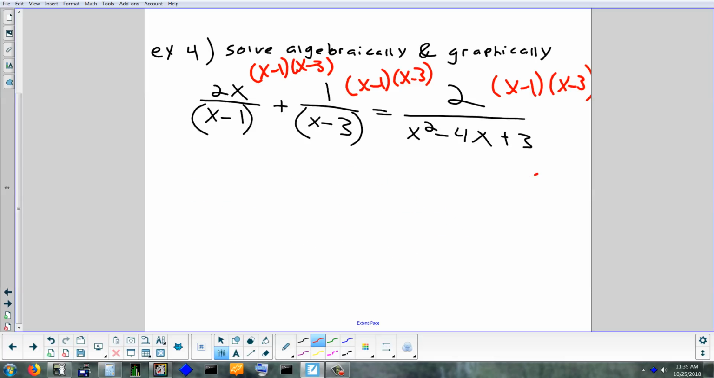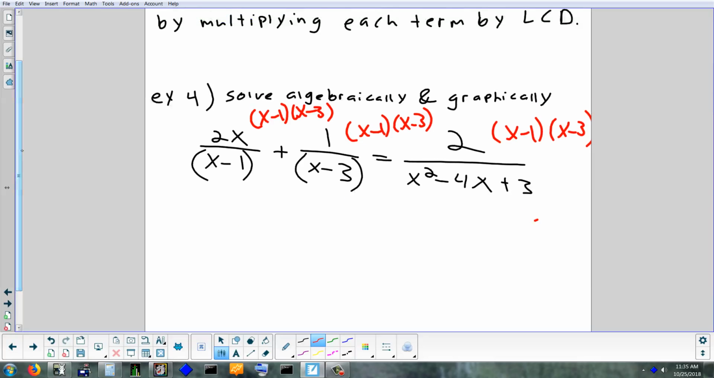Multiply each term by the product of the denominators. And what cancels out in the first fraction? X minus 1. What cancels out in the second fraction? X minus 3. And in the third fraction? All of it. Because x minus 1 times x minus 3 is what's in the bottom.